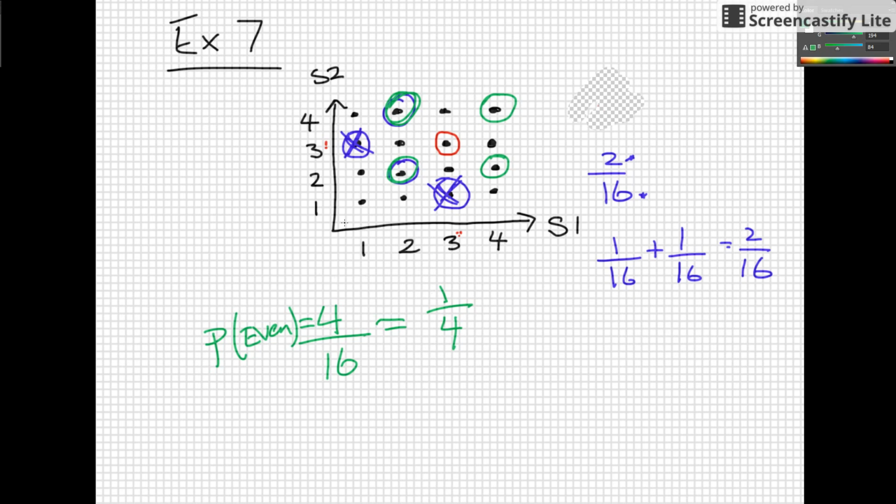That's all there is to it. Draw your grid, mark all the outcomes, and then you're given a condition, like we had, 2 even outcomes. Mark all of them on your grid, count how many you've marked. So we've marked 4. Count how many there are in total, 16, so 4 out of 16.